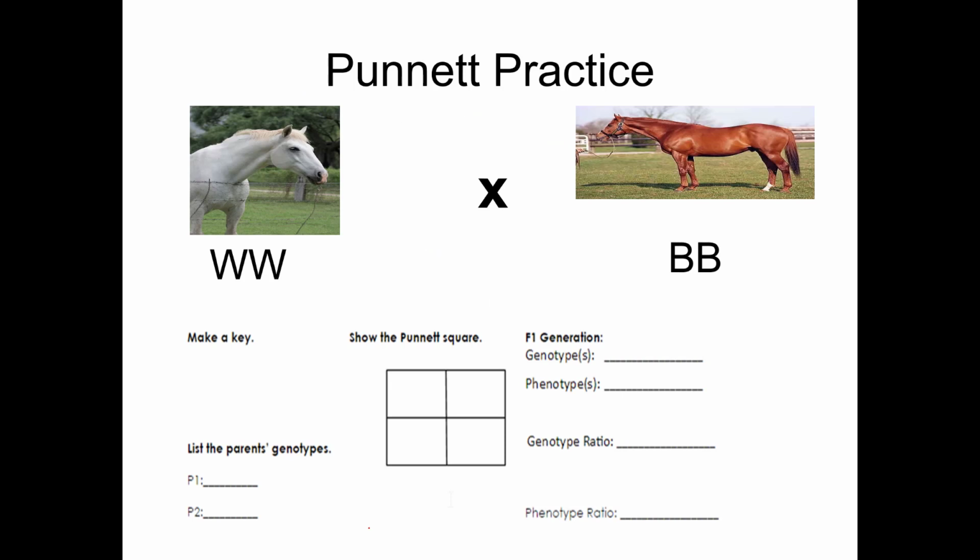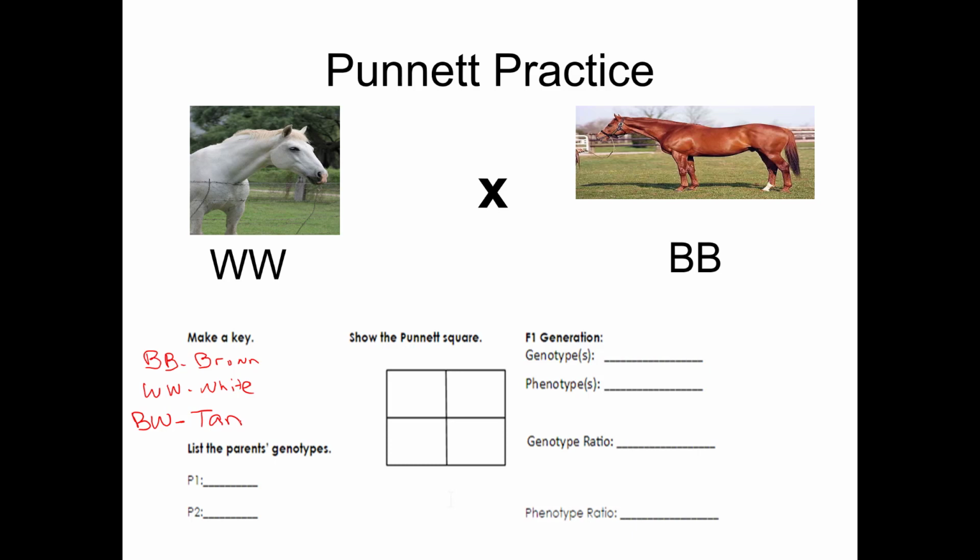We have a white horse and a brown horse. So I would like for you guys to please make a key. So we have BB is going to be our brown horse. WW is going to be our white horse. So if I mix brown and white together, the color is not going to get darker, it's going to get lighter. Okay, so my mix, BW, is going to be tan. If you put light brown, that's also fine.